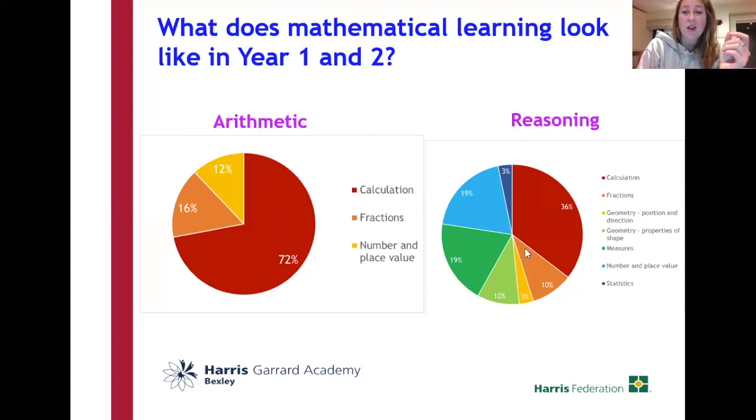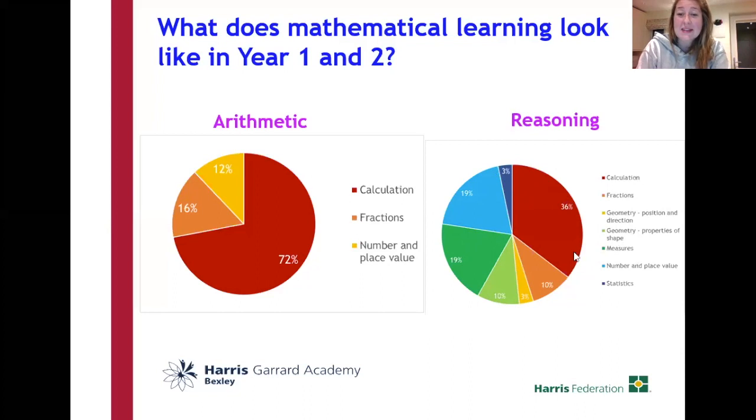But if you have a look here, you would think a lot of what we teach in maths at school must be about shape. Actually, it's not. So geometry is 3% position, so looking at angles and turns in Key Stage 1, I should say, not angles. Looking at shape, 13% is looking at shapes. 19% is looking at measure, number and place value, and only 3% is looking at graphs.